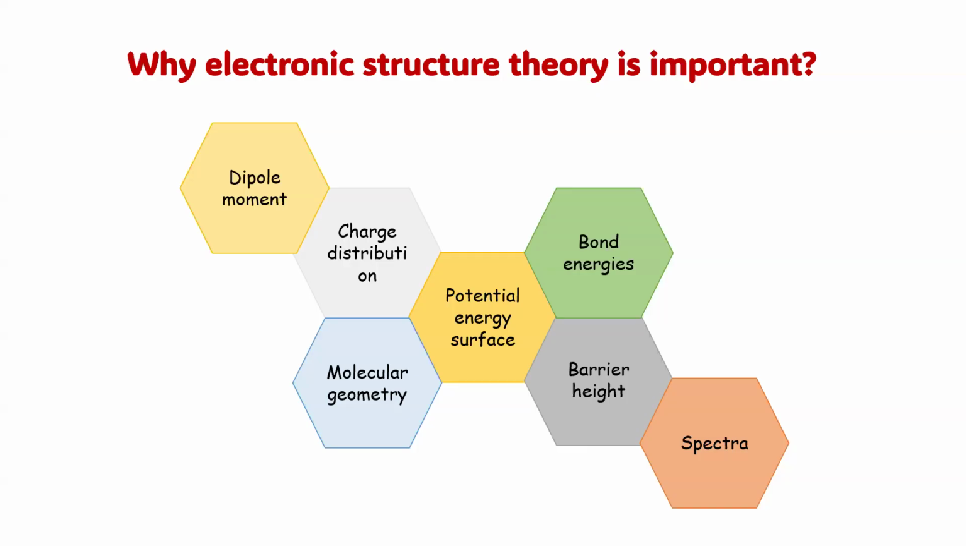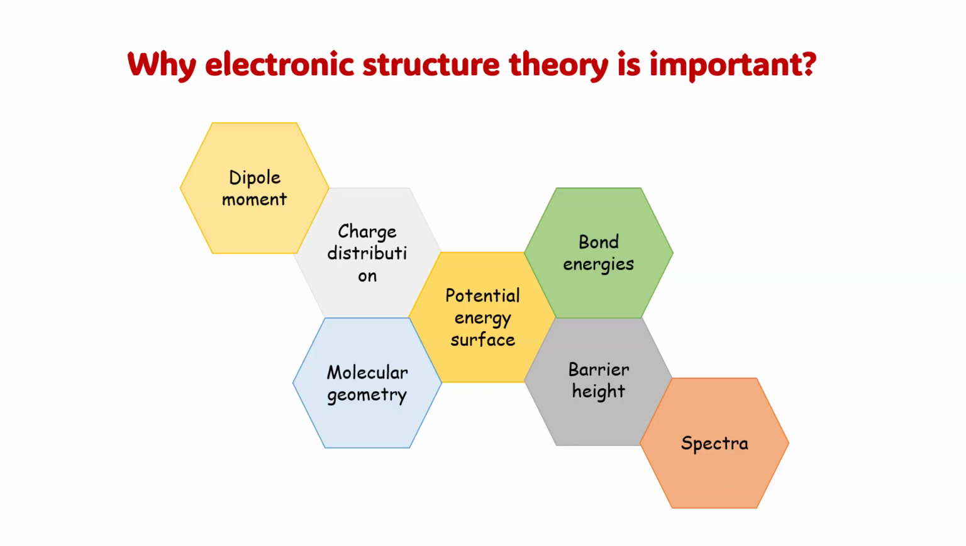Because the most information you want to know about your system is associated with two factors. It depends on two properties: the electron density of your system, and the second one is the electron energy of your system. If you find out the electron density and electron energy, you can calculate the other properties related to your material. By knowing the electron density, you can calculate properties like dipole moment, charge distribution, vector properties, bond angles, bond lengths, various properties.